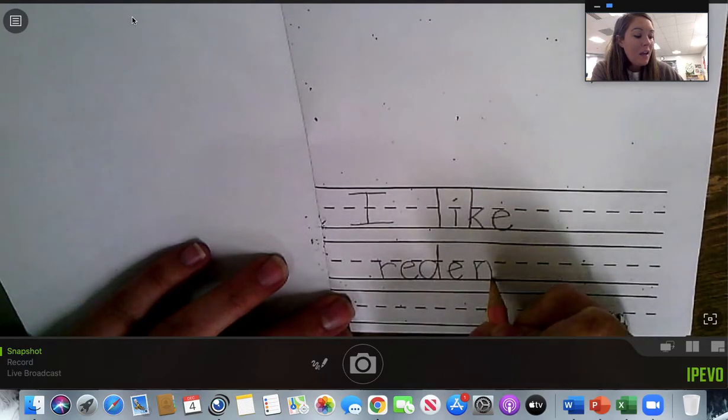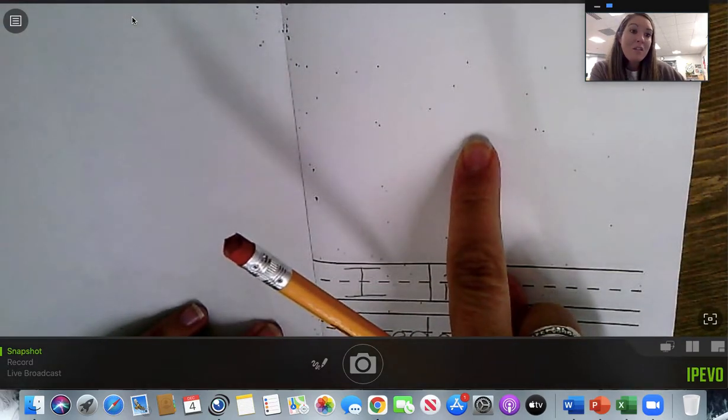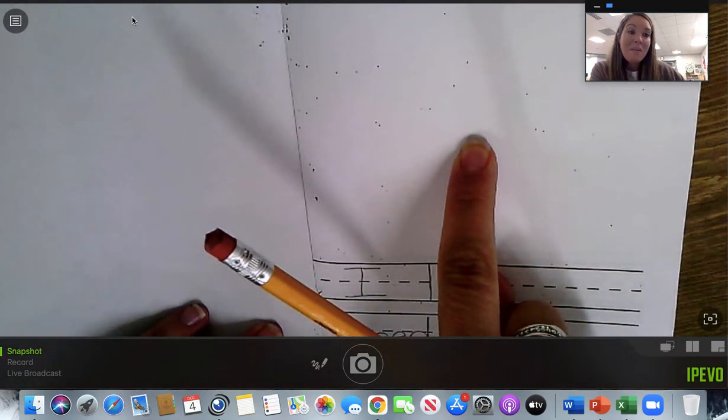Read-in. And a period at the end. I like reading. Then I'm going to work on my illustration here of me reading my book.